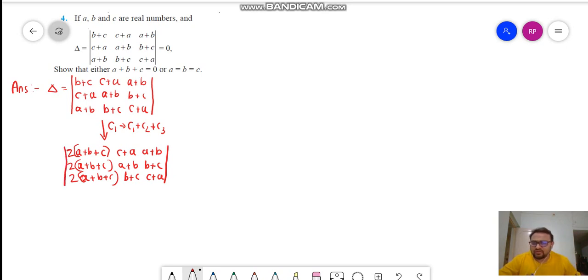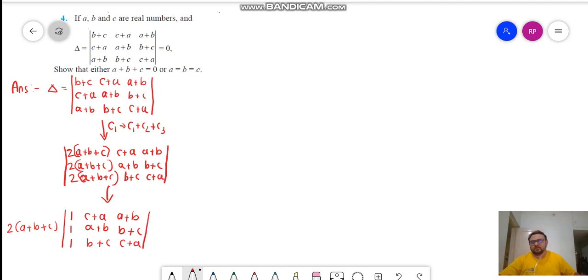Okay, because every time it's 2. Now I can take 2 into A plus B plus C common. Here will be 1 C plus A plus B, 1 A plus B, B plus C, 1 B plus C, plus A. Clear?